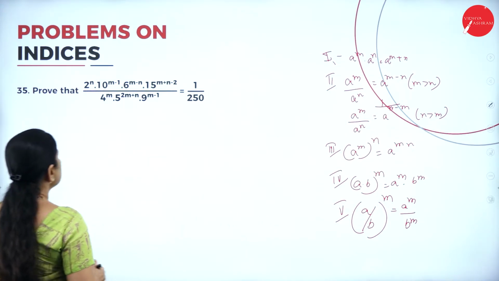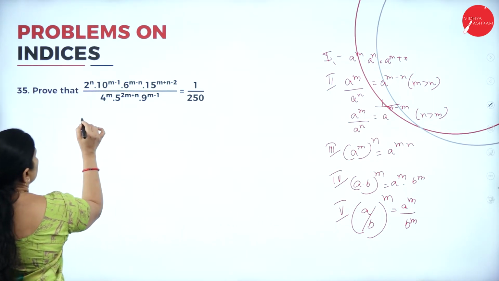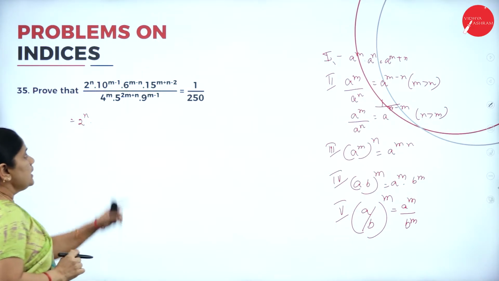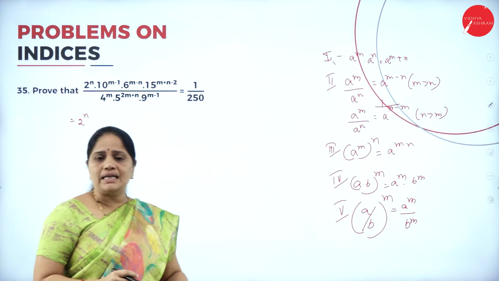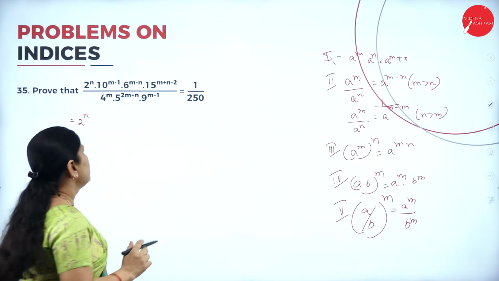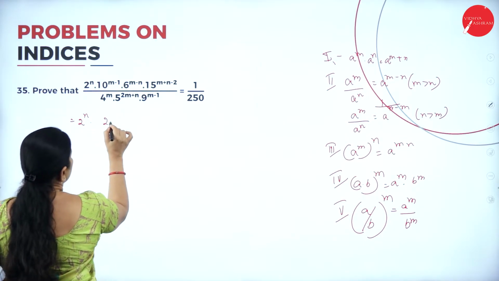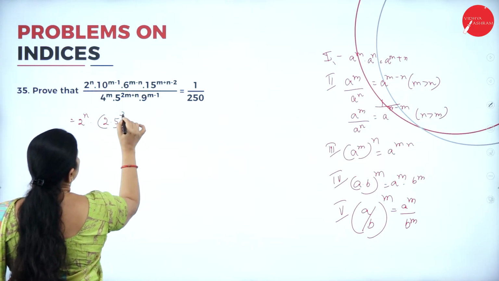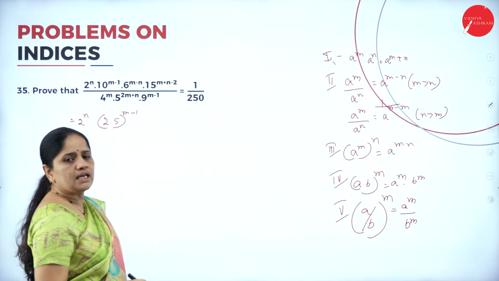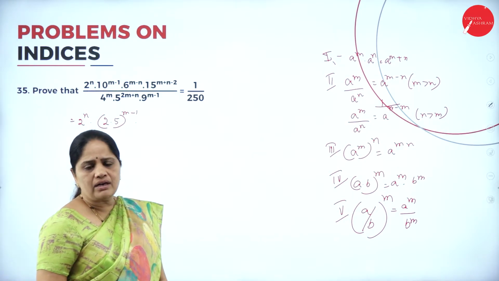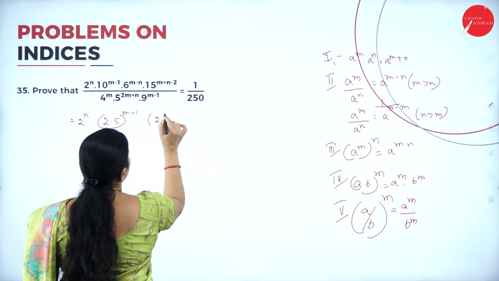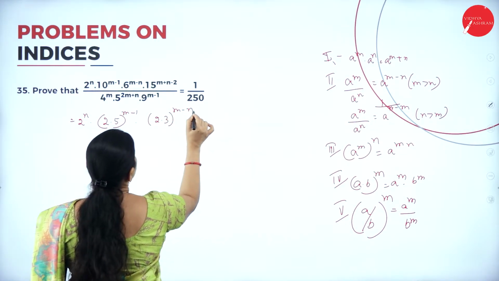Now, in this problem, this will be equal to 2 to the power of n into 10 to the power of m minus 1 is given. Now, this 10 can be written as 2 into 5, so I will write it as 2 into 5 to the power of m minus 1. Then, they have given us 6. Now, 6 is the factor of 2 into 3. So, I will write it as 2 into 3 to the power of m minus 1.